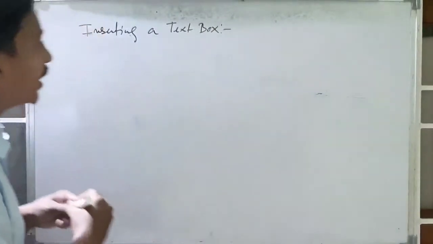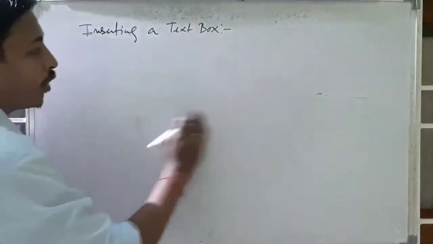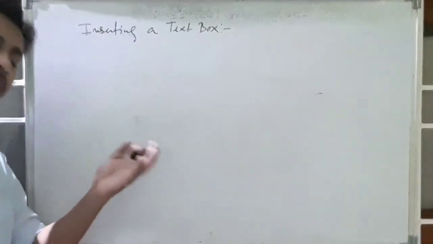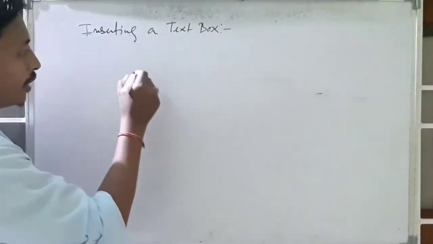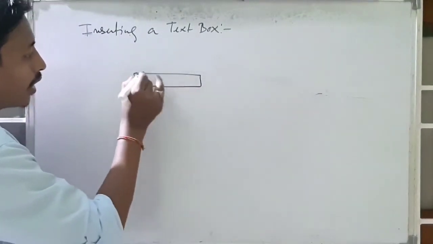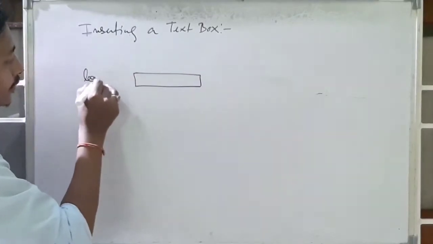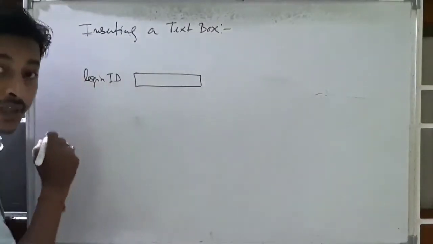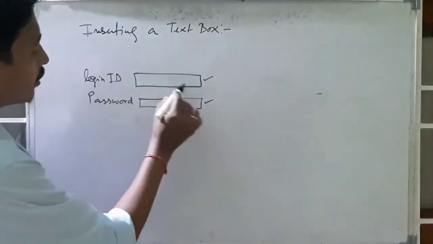For example, say when you log into your Facebook account. Okay, first of all you have to give your what? Login ID, and after that what happens? You have to give your password. Okay, after that you log in. Click login. So this is called the text box. These are called text box.